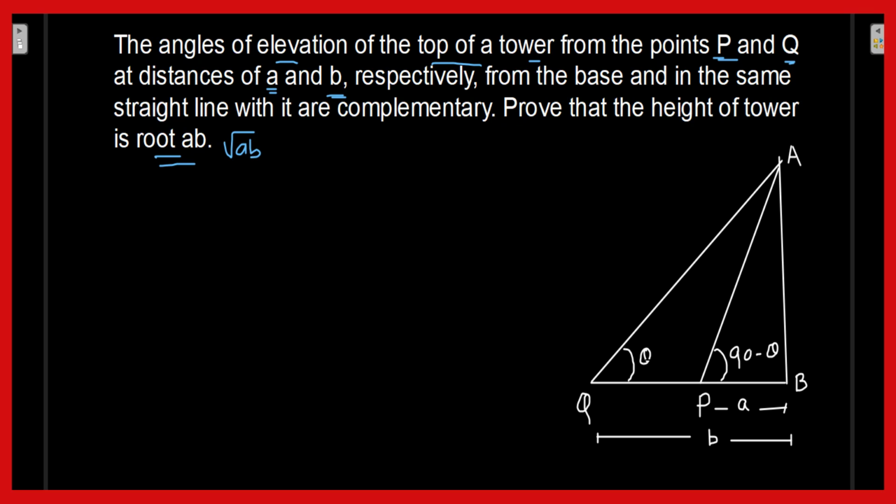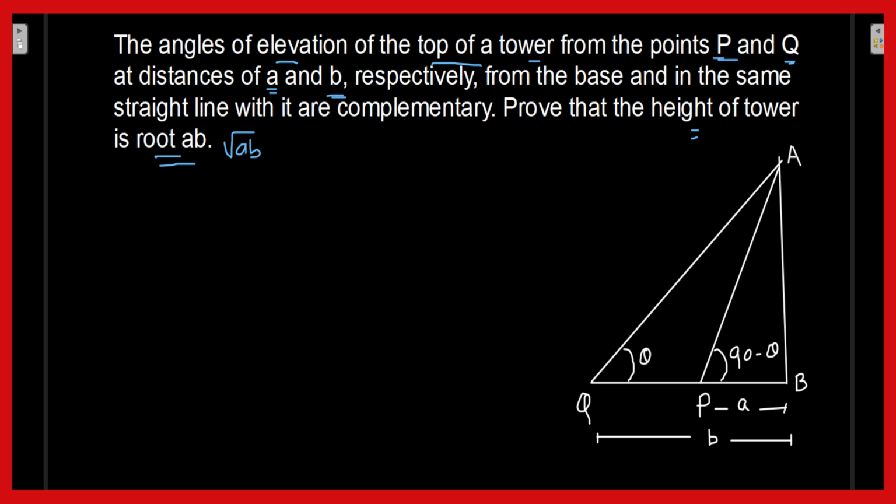Now here these 2 angles are complementary. It means that the sum of these 2 angles is 90 degrees. So if you take one angle as theta degrees, then the other will be 90 minus theta degrees because both the angles are complementary. Now here we get 2 right triangles. One is APB and another is triangle AQB. With the help of these 2, we can solve the height of the tower, or we can show the height of the tower as root AB.